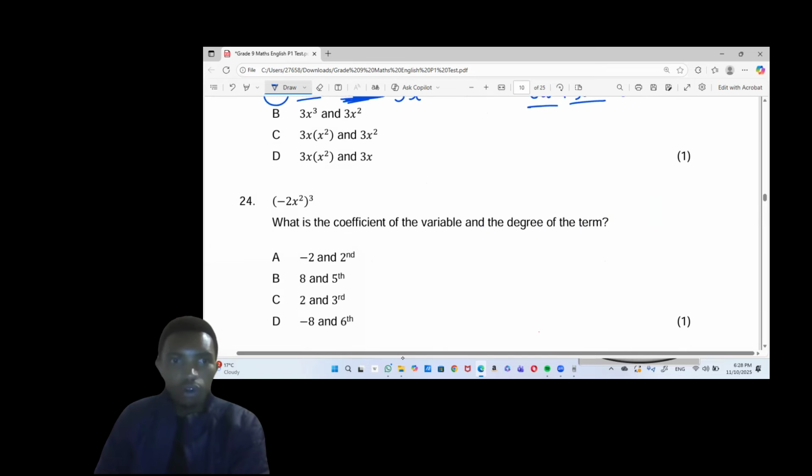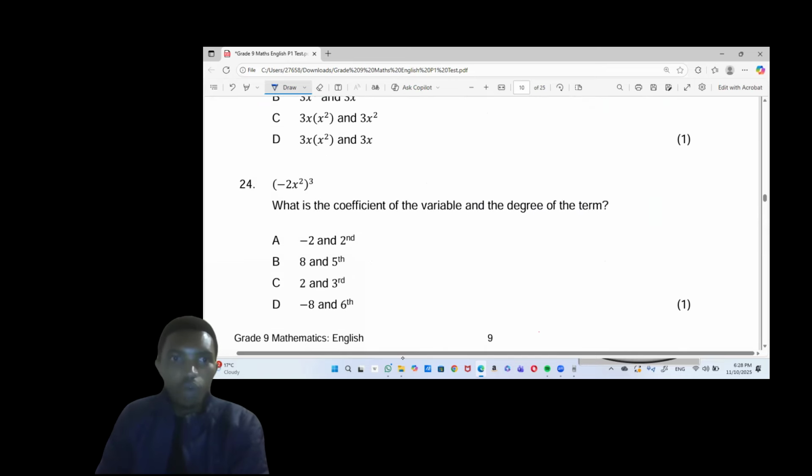And then on 24, they're saying what is the coefficient of the variable and the degree of the term. What is the coefficient here?